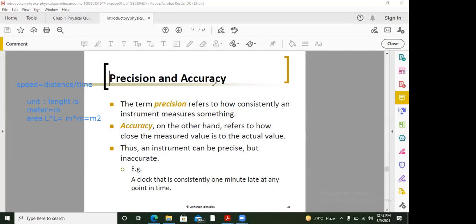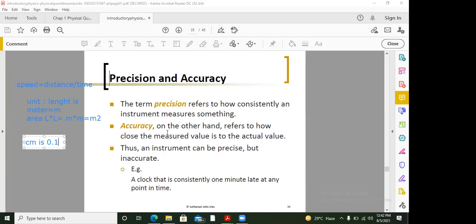Am I right? Yes, miss. So the least you can measure from your centimeter scale is 0.1. You are not able to measure less than 0.1 from your centimeter scale. So this is the precision.